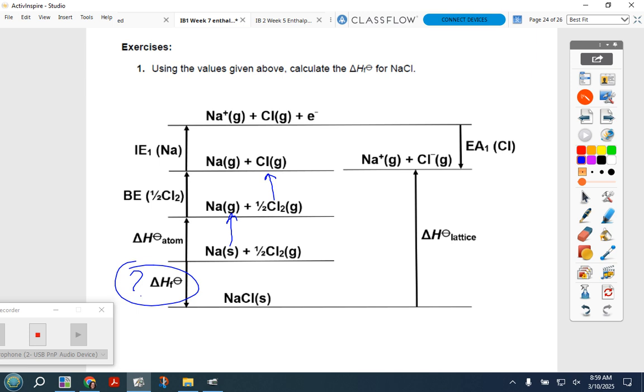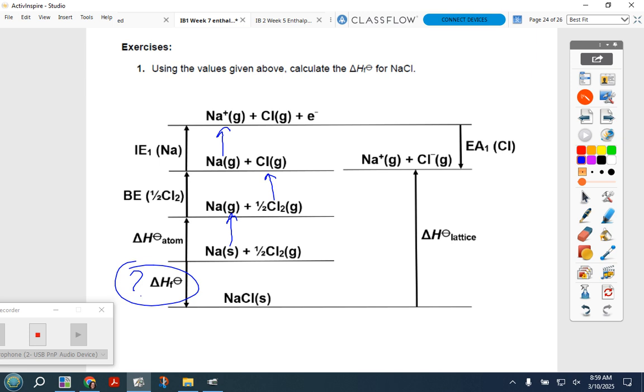Now what we need to do is turn them into ions, because we have to get them into ions in order to get them to the lattice state here. So we're going to take our sodium and we're going to lose an electron, and that's going to be our ionization energy. That's something that you learned about in honors chemistry, the energy required to remove 1 mole of electrons from 1 mole of neutral atoms in the gas state. So we're already in the gas state, which is good, okay?